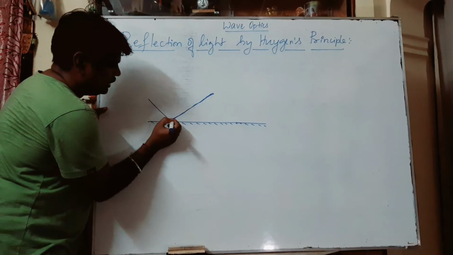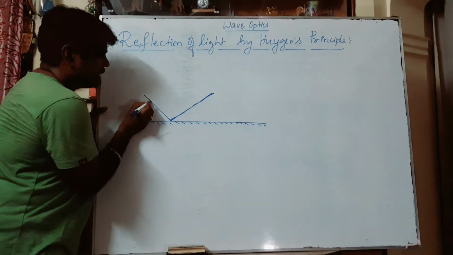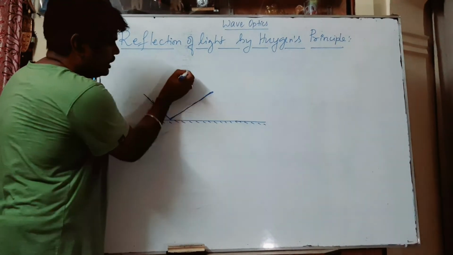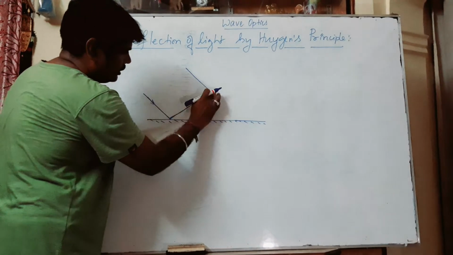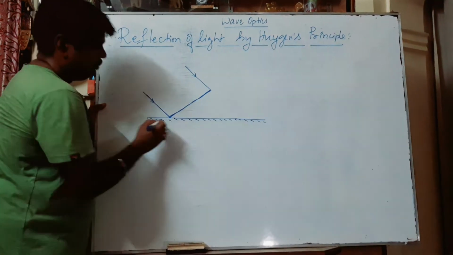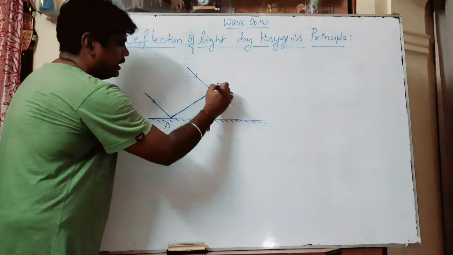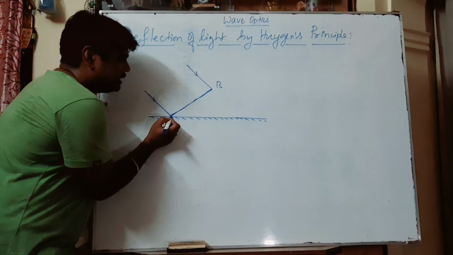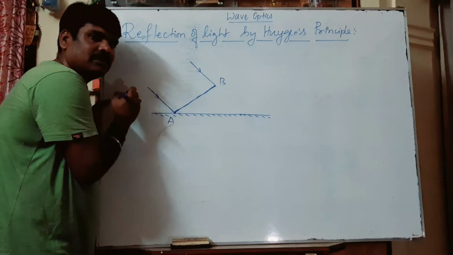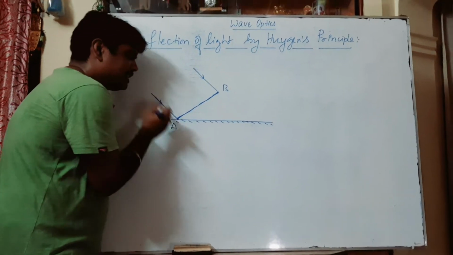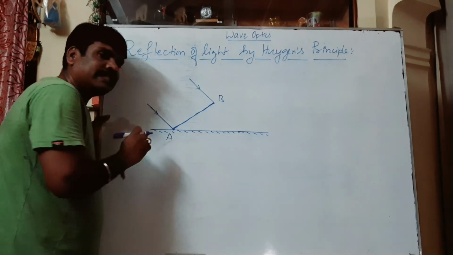The angle between these two is 90 degrees. Now this acts like an incident ray. Here again similarly we have to draw another ray perpendicular to this plane wavefront. Now AB is the incident plane wavefront. Here the disturbance starts. Once the disturbance has started, according to Huygens principle, it can produce secondary wavelets.